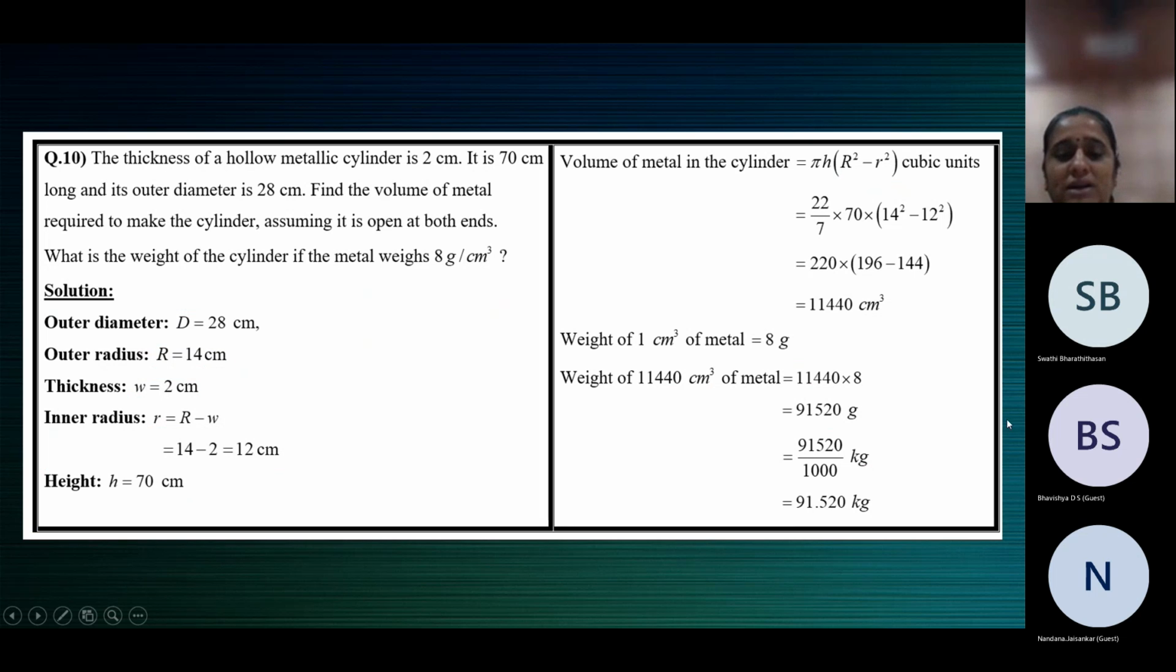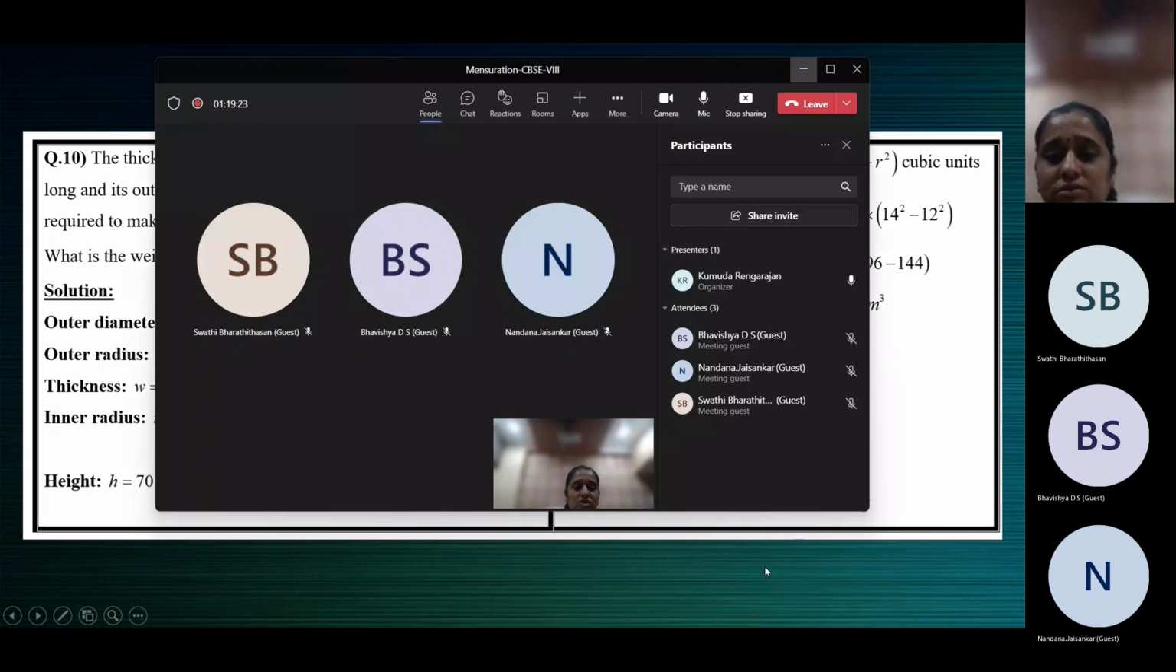Children, please take a screenshot, complete this. We can discuss the answer again in the next class. Please work it. Take a screenshot and complete it, children.